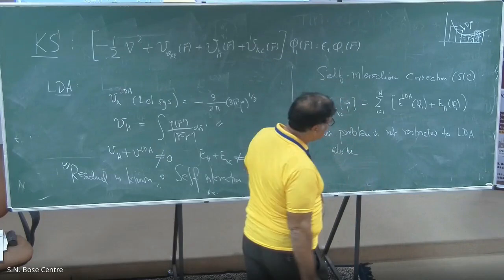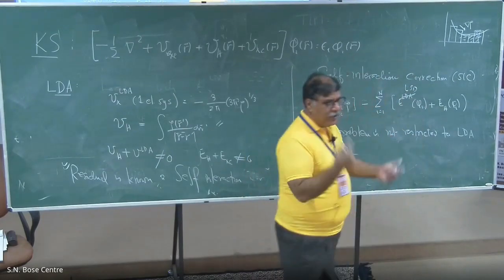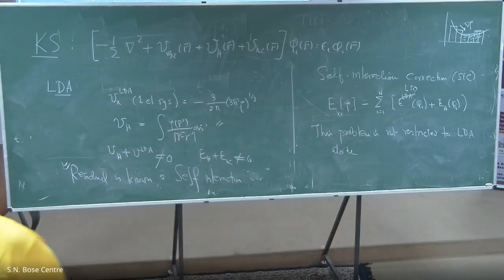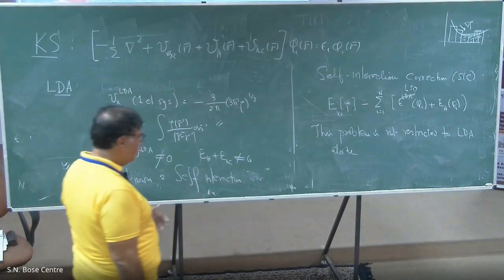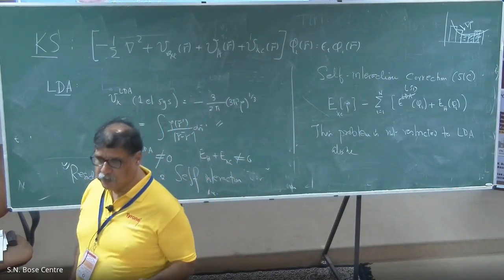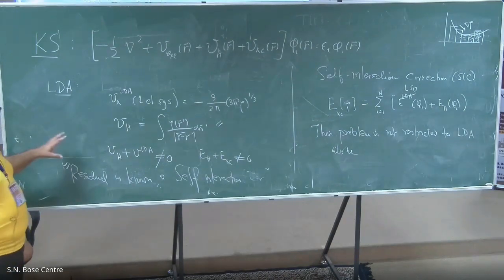When this is made, it's not through LDA, but something called the local SIC, where you make LDA for each. Just keep in mind that this is giving you the idea. Not just LDA, whatever improvement you make, they also have the self-interaction with it. Again, it's not easy. The potential becomes orbital dependent. But this is one major problem.